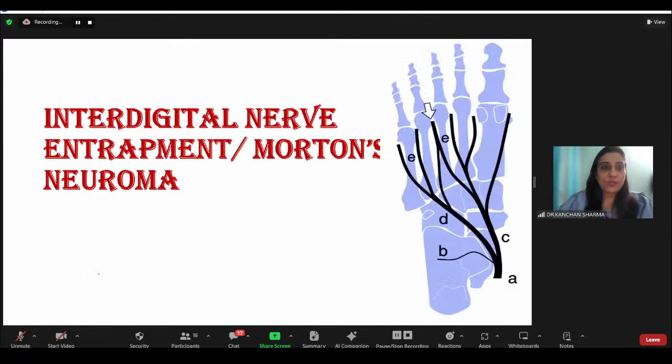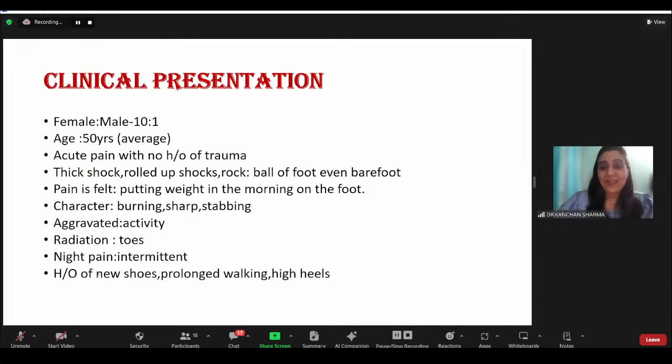Now, another branch is your interdigital nerve, or as we call it, Morton's neuroma, though there is no tumor-like thing here, but still we call it Morton's neuroma. Now, how will these patients come to you? Do remember that females are much more commonly involved as compared to males. She'll be a middle-aged female.